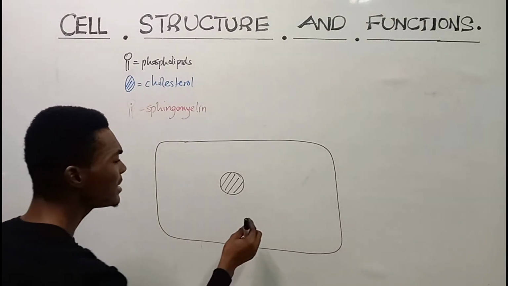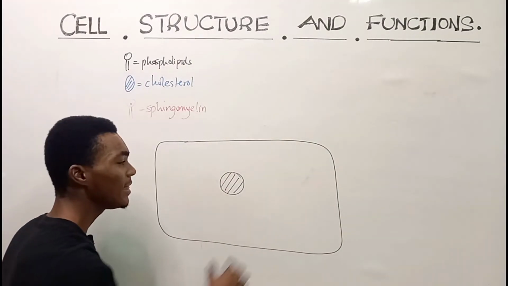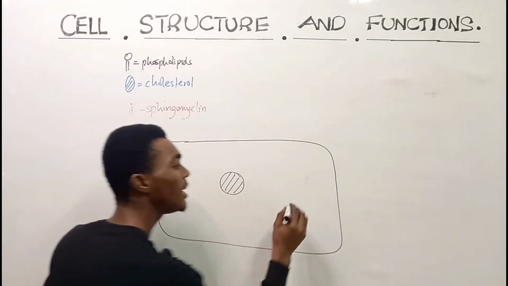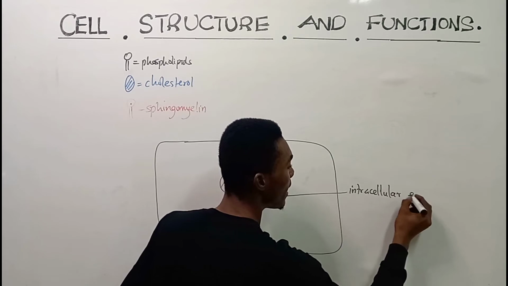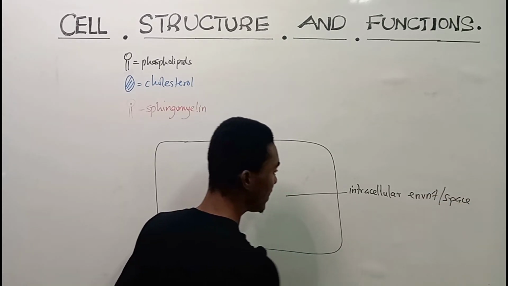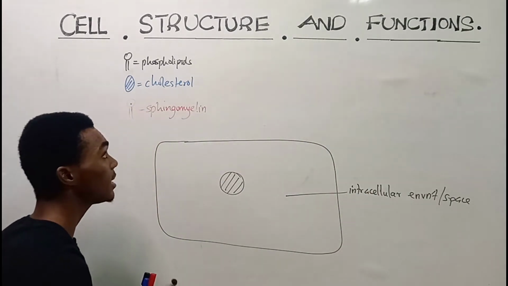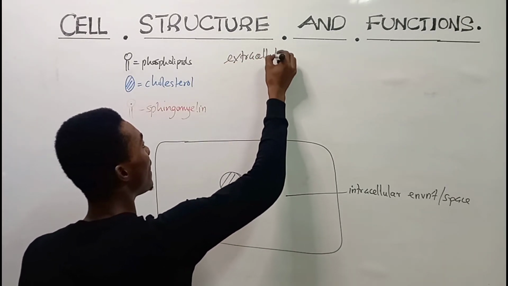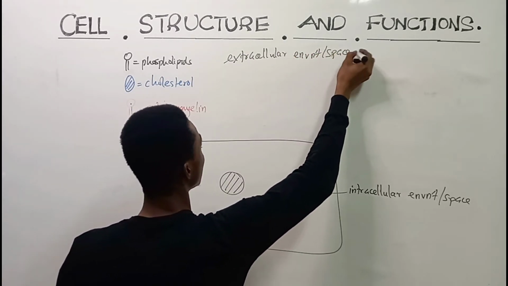Looking at our cell on the board right now, it has two important environments. The environment within it, confined by its cell membrane borders, we call the intracellular environment. Take note of that: intracellular environment or intracellular space. Then it has an environment exterior to it, surrounding it. Because of that, we say that this environment is termed the extracellular environment, or extracellular space. Take note of this.